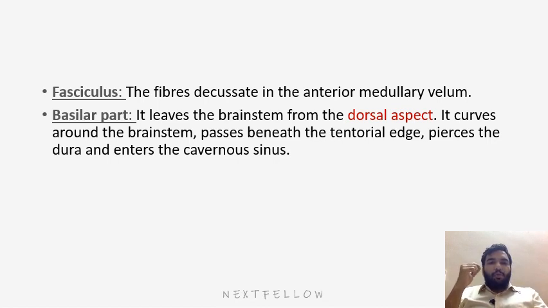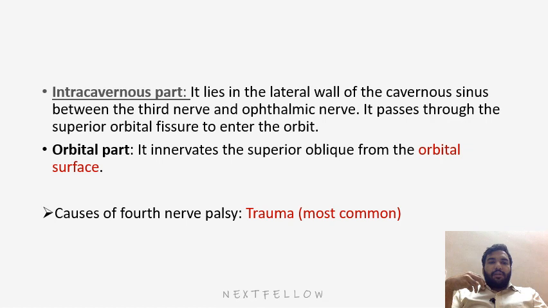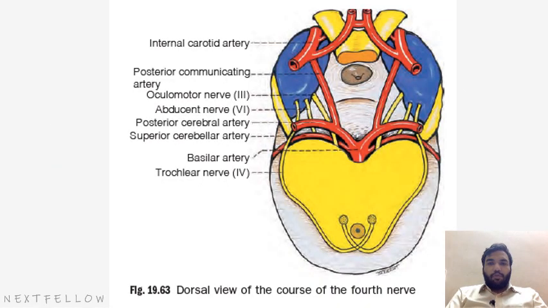It curves around the brainstem, passes beneath the tentorial edge, pierces the dura and enters the cavernous sinus. Intracavernous part: it lies on the lateral wall of the cavernous sinus between the third nerve and the optic nerve. It passes through the superior orbital fissure to enter the orbit. Orbital part: it innervates the superior oblique from the orbital surface. Causes of fourth nerve palsy: trauma is the most common.